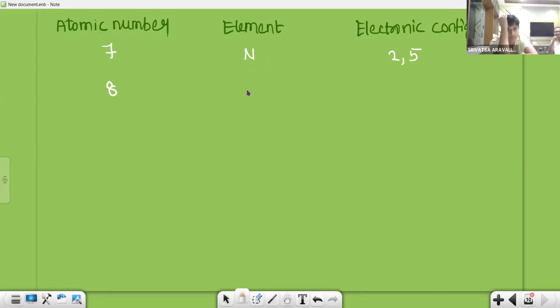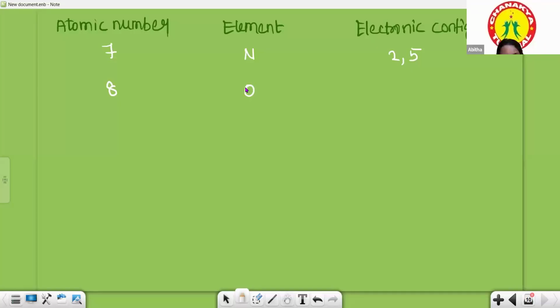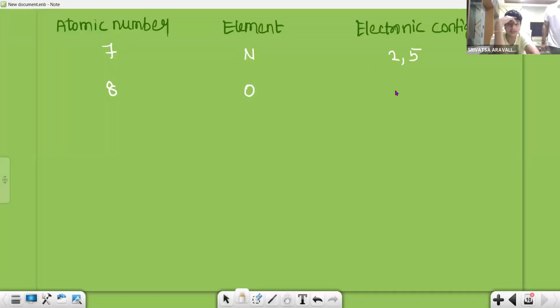Next is atomic number 8, O for oxygen. Electronic configuration 2 comma 6.